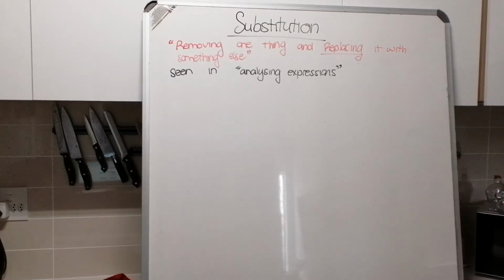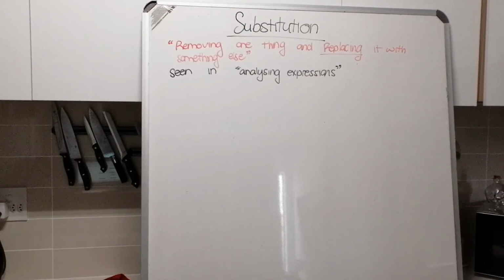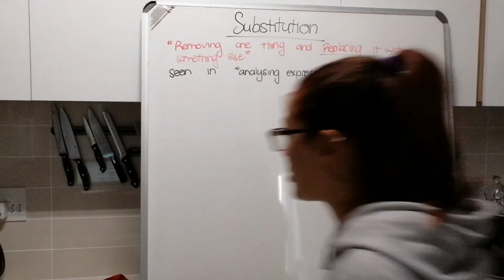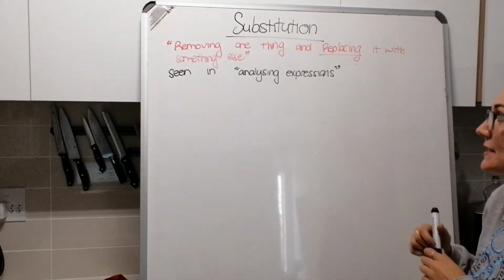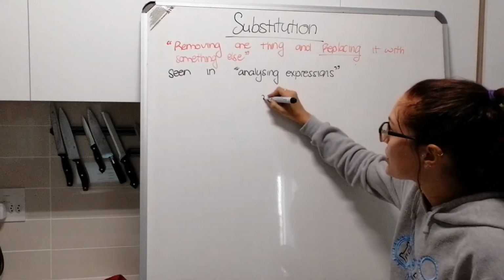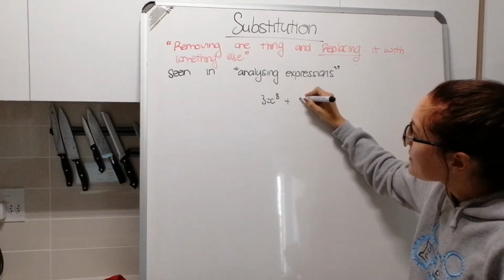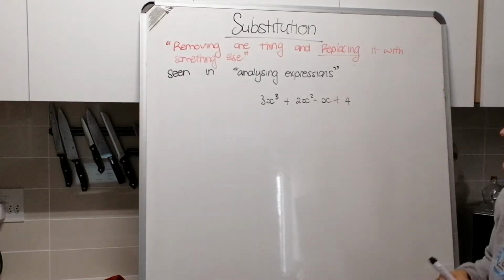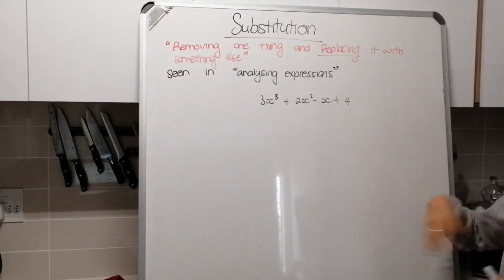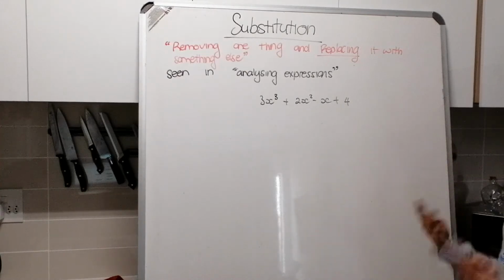We take one thing out and we put something else in its place where it's going to take on the same role as the previous thing. So if you are playing center forward and you are substituted out, whoever goes in your place will also be playing center forward. Now we have seen this in analyzing expressions already, on a baby scale. Remember, that's the one where they would give you an expression like 3x cubed plus 2x squared minus x plus 4, and they'd ask you a bunch of questions about it, like how many terms are there, what is the degree, what's the coefficient of x squared, what's the constant term.